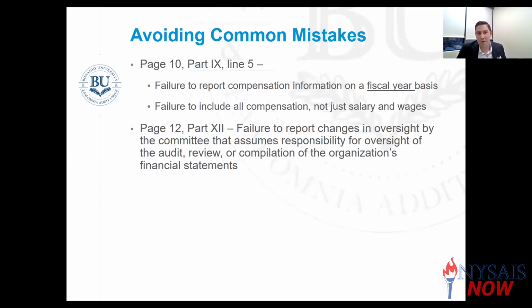So those are the common mistakes that we see. I tried to key in on the significant ones. But ultimately, the number one mistake is that someone's not reviewing the 990. So making sure that management and the board are all comfortable is probably the number one thing to remember.